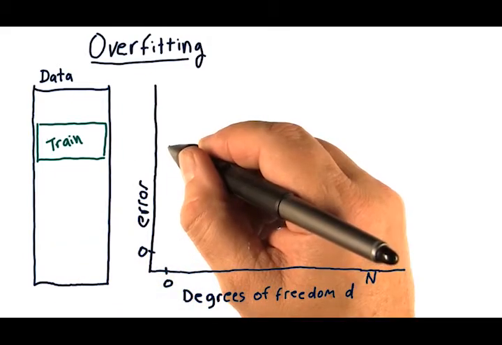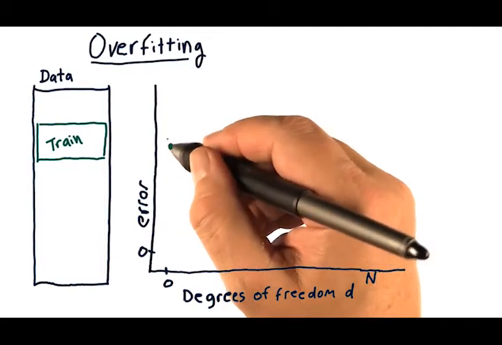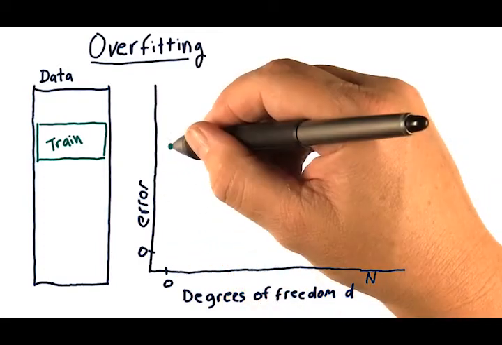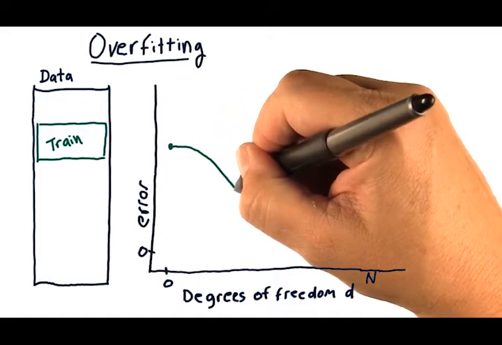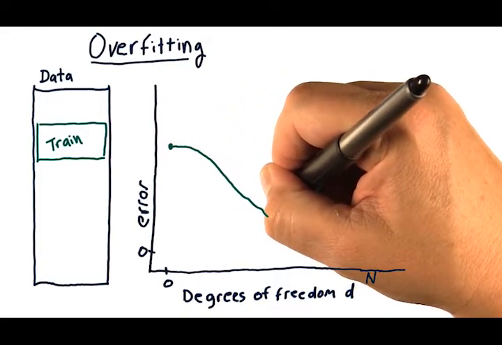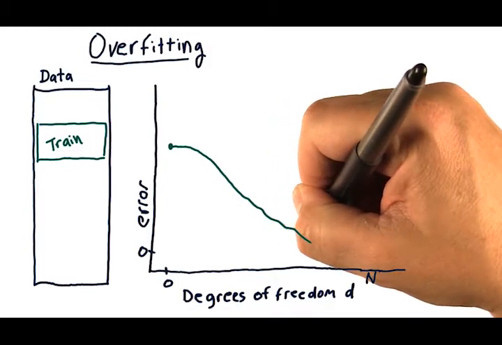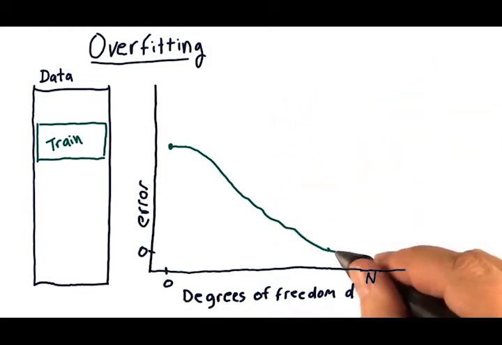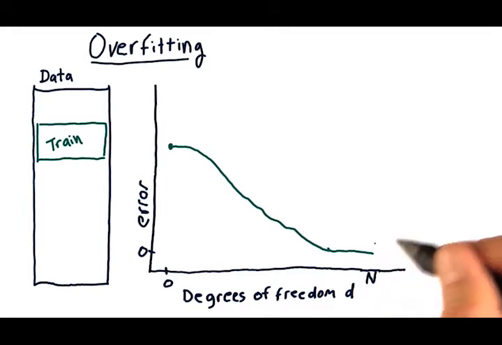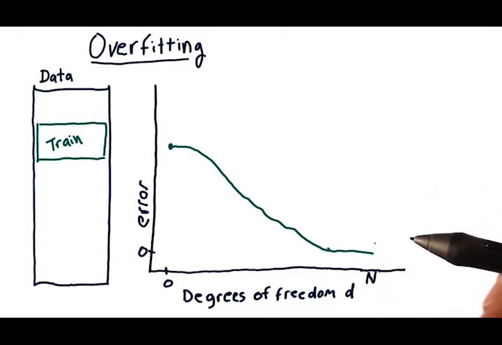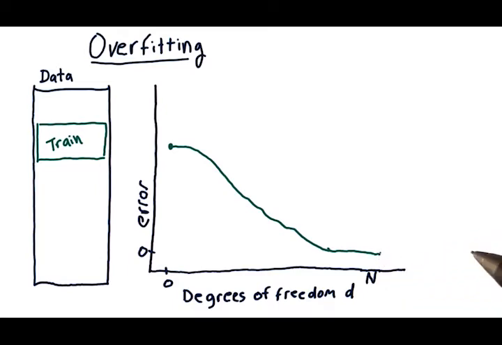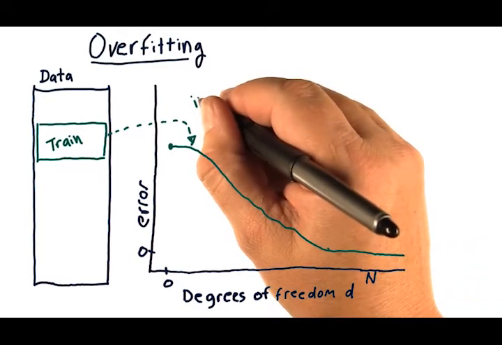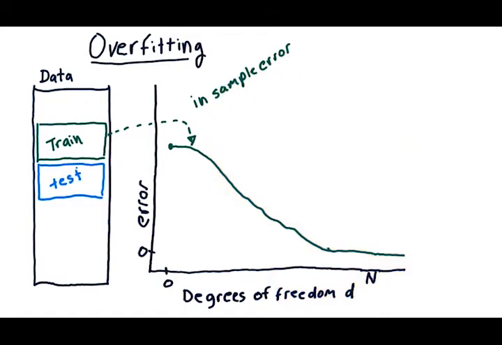So when d is smallest, our error is greatest. And as we increase d, our error drops and drops and drops. In other words, we're fitting the data in sample better and better. When finally we get to n, where we have as many parameters in our model as we do have items in our data set, our error gets all the way down to 0. This is in-sample error. Now let's add a similar line for out-of-sample error.